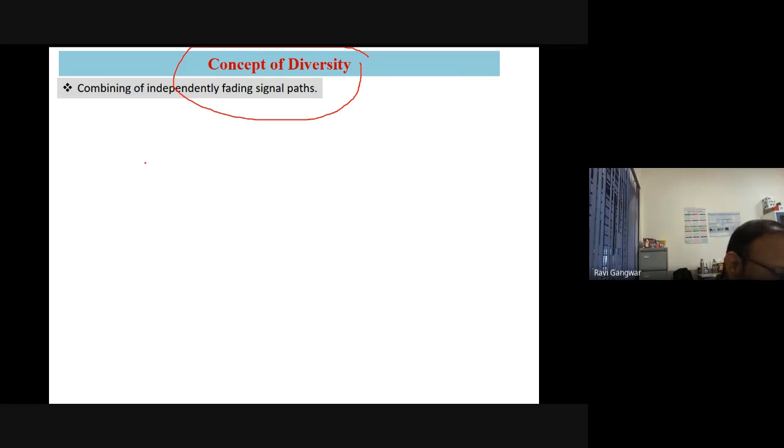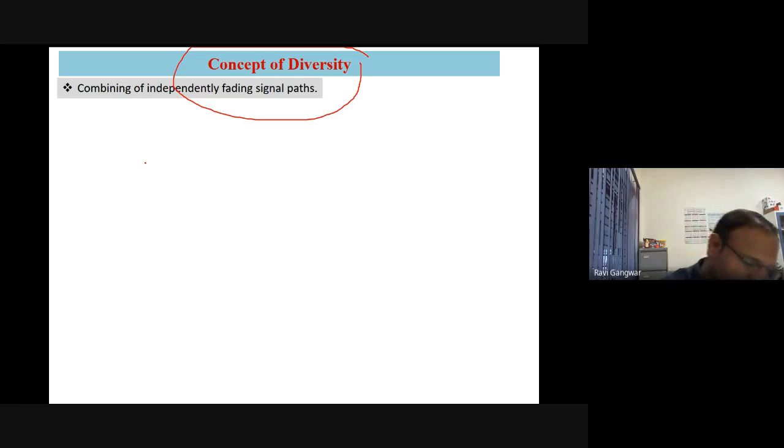So here we are basically going to promote this multipath propagation. Why are we promoting it? Because we are going to design the receiver in such a manner that the receiver checks which signal has the best power, or the best signal in terms of receiving power, so that our receiver selects that signal and then recovers our original message signal back.